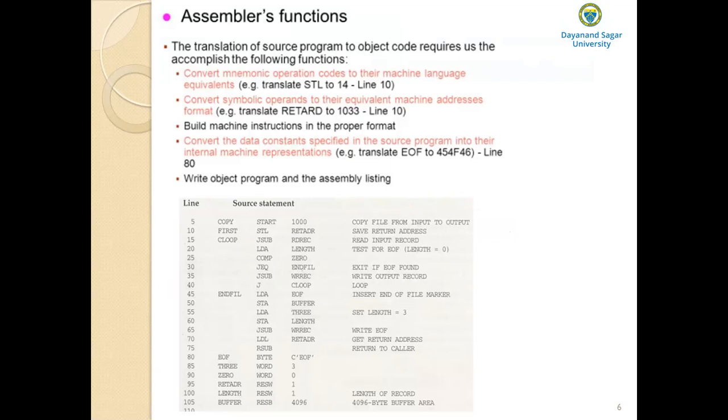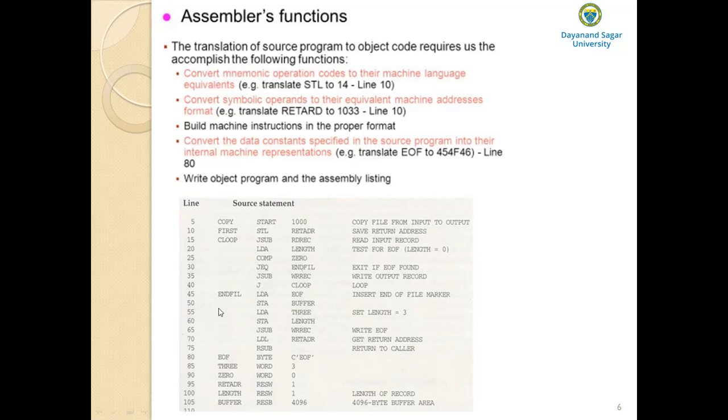In a broader way, this is how you list the assembler functions. Broadly, the translation of source program to object code requires us to accomplish the following functions. So how many functions are there? Five functions: 1, 2, 3, 4, 5. So there are five assembler functions. Which are those? The first one: convert the mnemonic operation codes to their machine language equivalents.